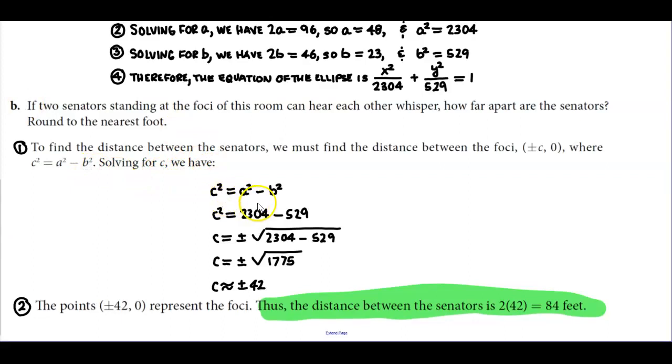c squared is equal to a squared minus b squared, where a squared is 2,304 and b squared is 529. We're going to subtract that and take the square root. So c is plus or minus the square root of 1,775, which is approximately 42. So the foci are at plus or minus 42, but the distance between them would be 2 times 42, which equals 84 feet.